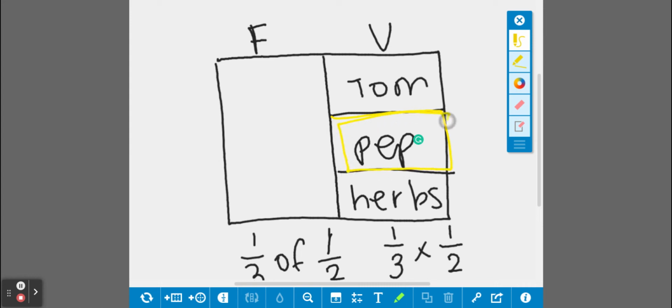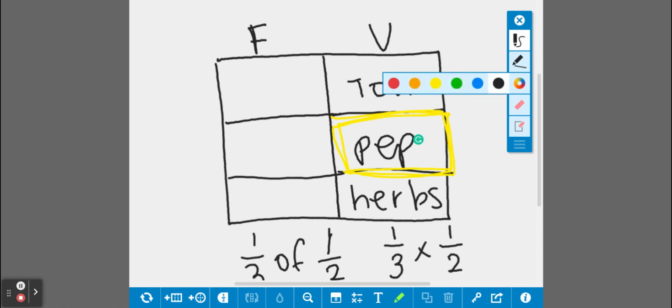I'm just looking for this section right here. How much of the total garden is that? In order to figure that out, I need to help out by bringing my lines all the way across so that I can see how many equal sections I have in my garden. Yes? So if I'm looking here, the part of my garden that's vegetable is all of this stuff in the orange.